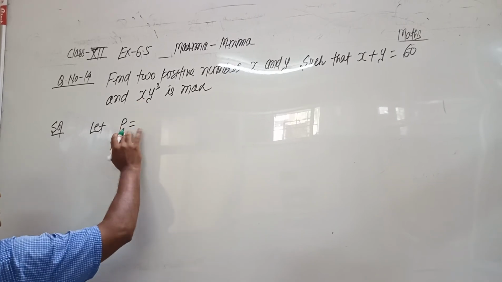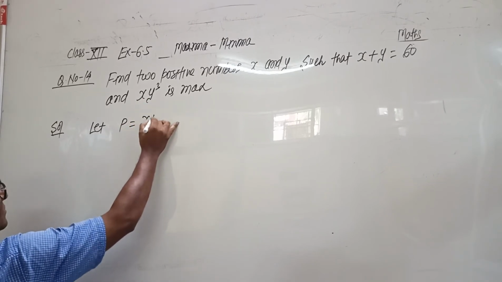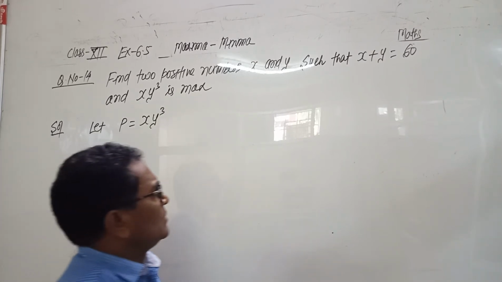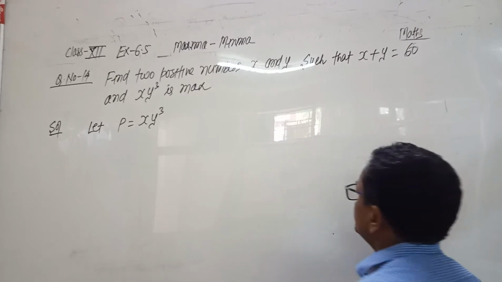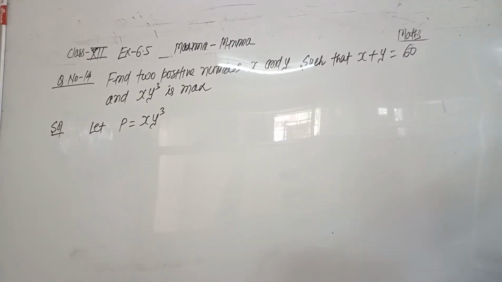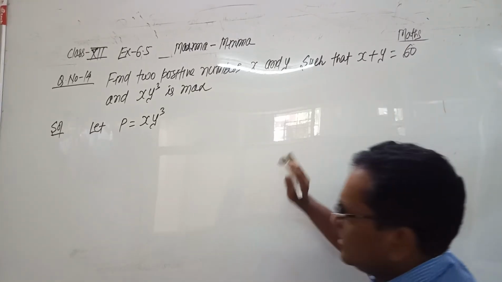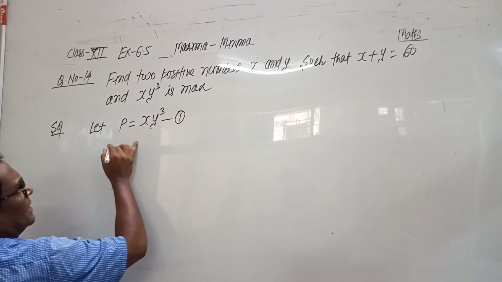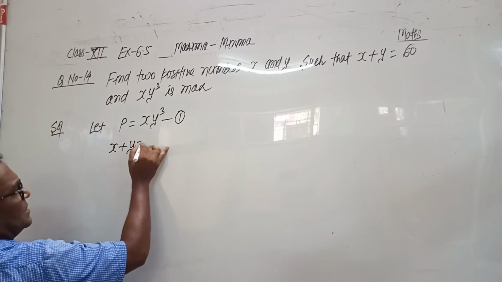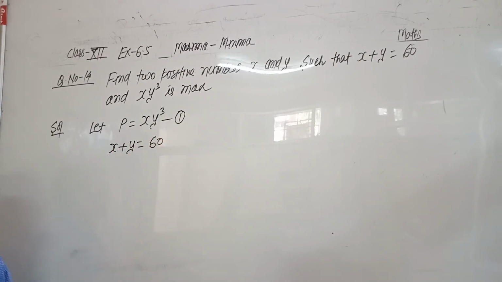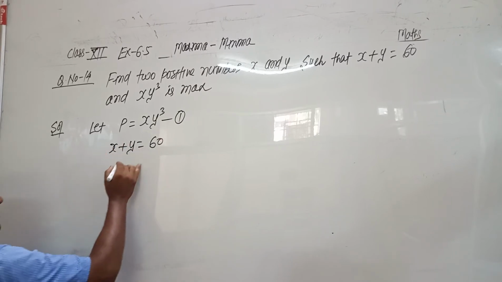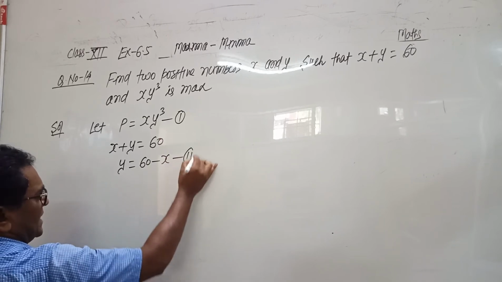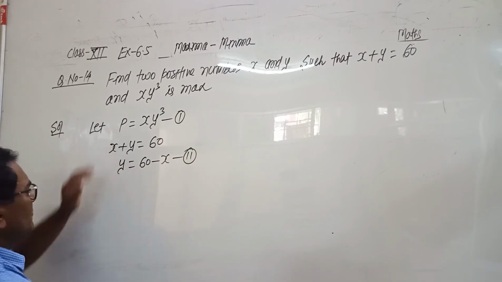Let this function be given the name P. P equals x y cube, and we eliminate the value of y. We are also given x plus y equals 60. We eliminate y from this equation. So y equals 60 minus x. Put the value of y in the first equation.